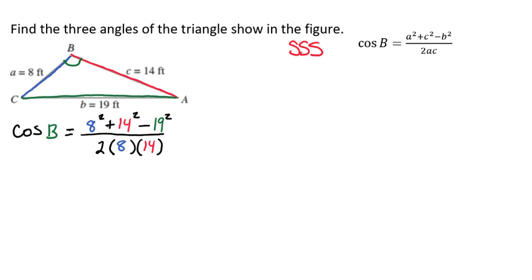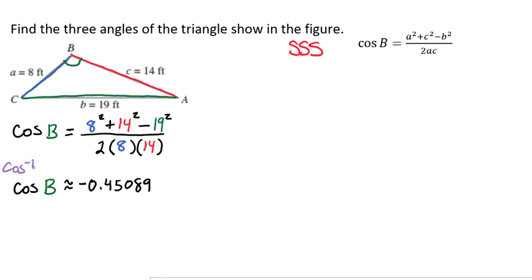All right, so now we have the cosine of B equals 8 squared plus 14 squared minus 19 squared, all divided by 2 times 8 times 14. And when we plug that into our calculator, we see that the cosine of B is going to be approximately negative 0.45089. Now, because the cosine of B is negative, we know the angle B is going to be an obtuse angle, right? So now we're going to take the inverse cosine of both sides, and what that's going to allow us to do is to actually solve and find the measure of angle B.